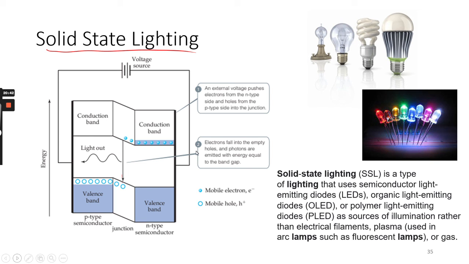So you apply a current. So when you're using these light bulbs, you still have to turn on the switch and apply electricity. That electricity makes this electron go into the hole. When it does that, these holes are at lower energy than the electron originally was. So the extra energy gets released as a photon, and that's how it generates light. So your solid-state lighting is a type of lighting that uses semiconductor light-emitting diodes, LEDs. Or you could use organic light-emitting diodes, OLEDs. Or polymer light-emitting diodes, PLEDs, as a source of illumination rather than filaments. These are really taking over the light bulb industry.